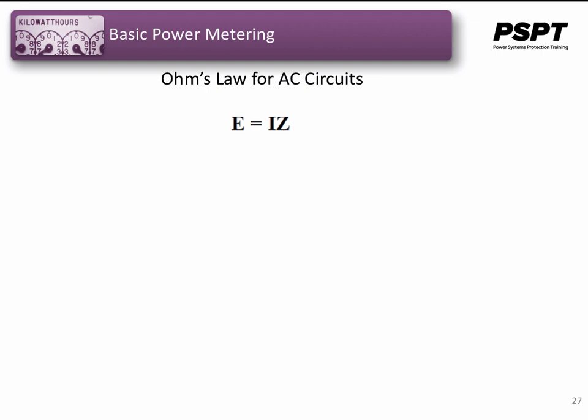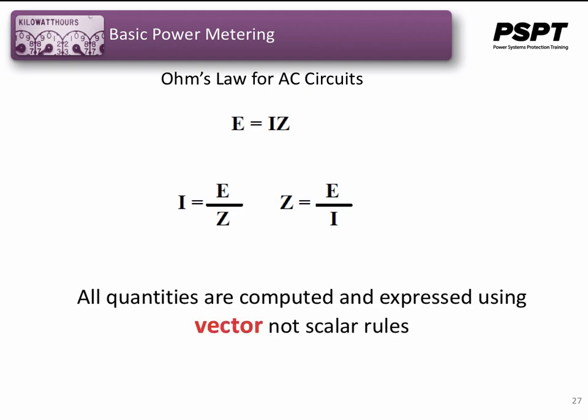The EMF, or voltage, is equal to I times Z, where I is the current and Z is the impedance. I also is equal to E over Z, and Z is equal to E over I. All quantities are computed and expressed using vector, not scalar rules.